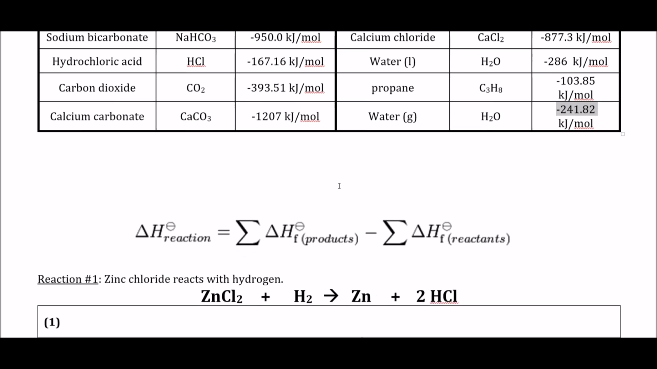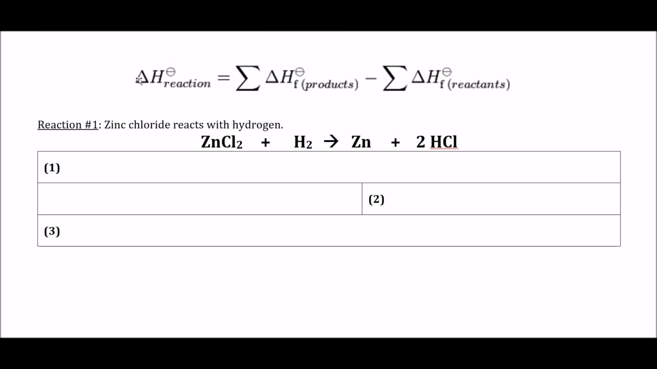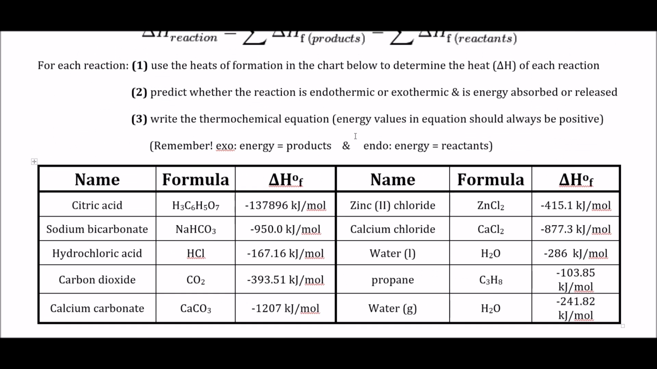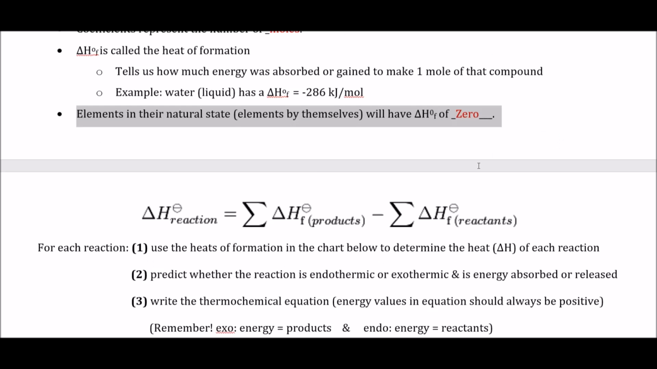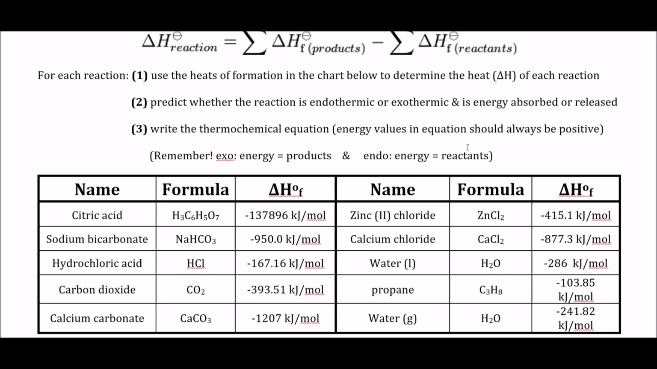Let's go ahead and do a practice problem right here. We're going to do reaction 1. We are going to take the sum of the heats of formation of the products. These are the products right here. And we're going to subtract the sum of the heats of formation of the reactants. Now zinc, if you take a look, is an element. Let's look back at our notes here. Elements in their natural states have a delta H of formation of 0. So the heat of formation for an element is 0.